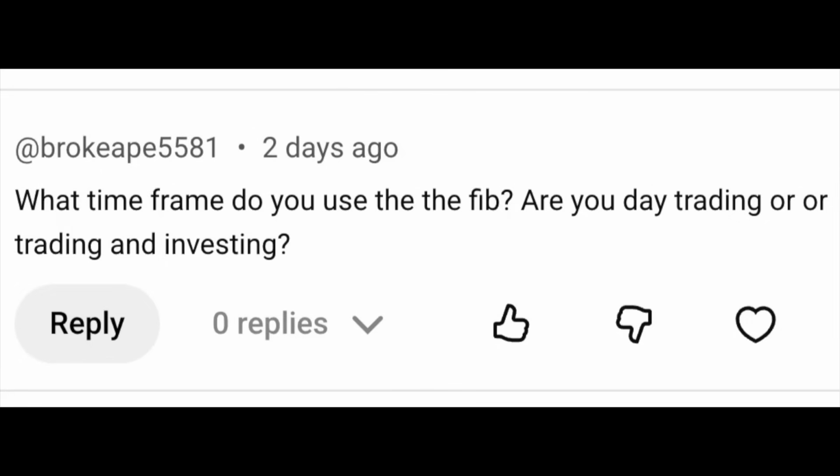Now, next one says, what time frame do you use the fib? Are you day trading or trading and investing? I use the fib on all time frames, 5 minute, 15 minute, 4 hour, weekly, all that kind of stuff. So anytime you want to use it, it's a magic tool. Hope that helps out on that one.